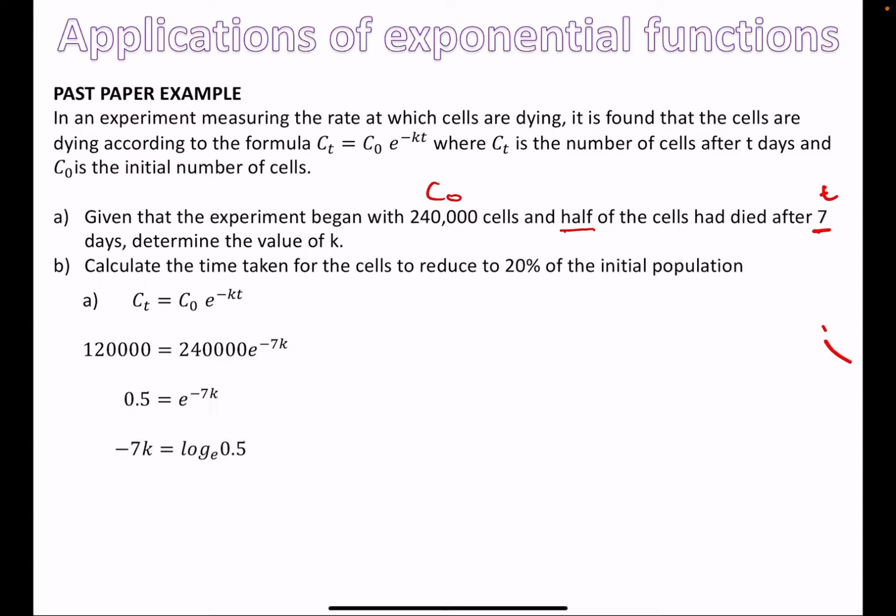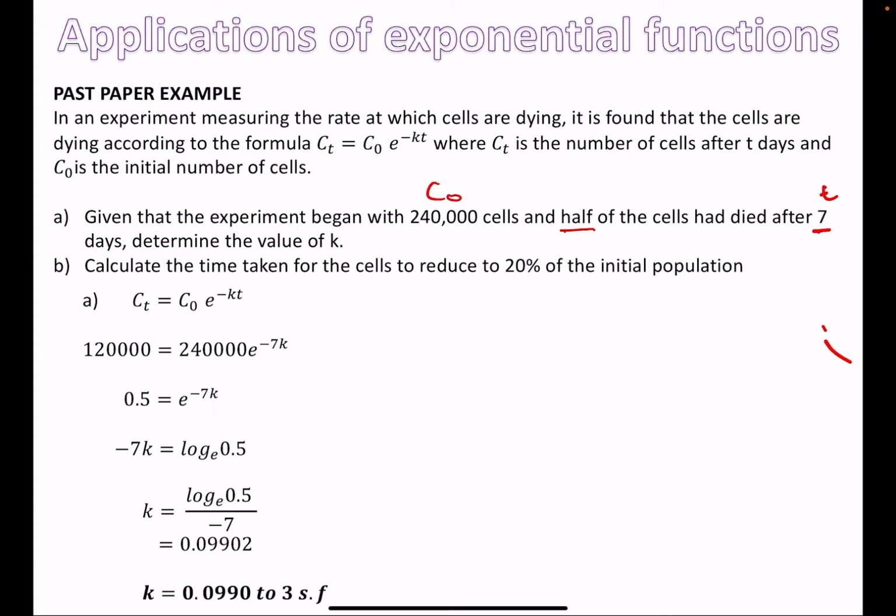We can rearrange this into a logarithmic form. So if we have 0.5 equal to e to the minus 7k, then minus 7k will equal log of base e of 0.5. And as I say, log of base e is just ln on your calculator, so there's no problems there. So ln of 0.5, and then divide by the minus 7 will give us our k value, 0.09902.